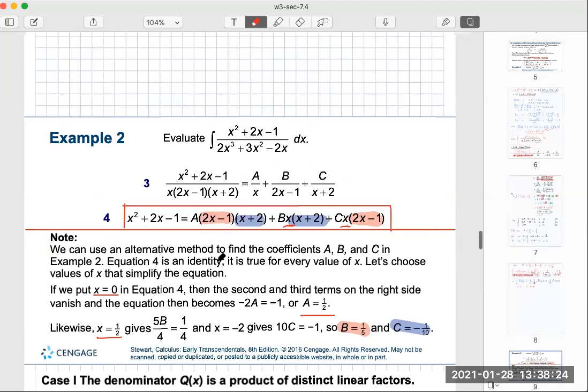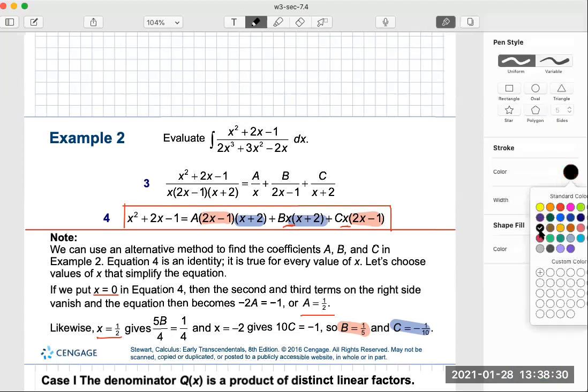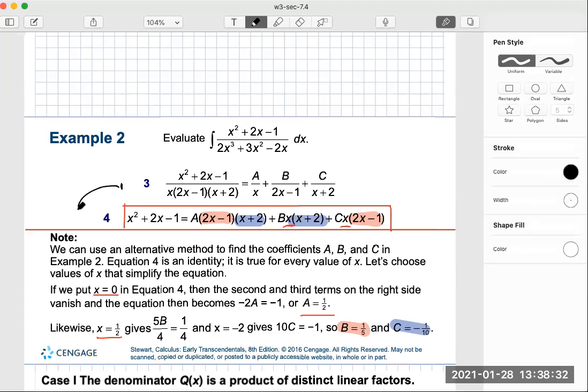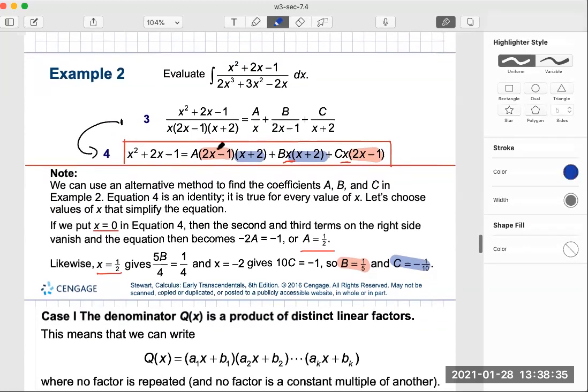Equation 4 is nothing else but this: we take equation 3 here and multiply both sides by this denominator. Then we have an equation, and our job is to determine A, B, and C. It is true for all x. The trick is that we can pick specific values of x so that we can solve for A, B, and C very fast.